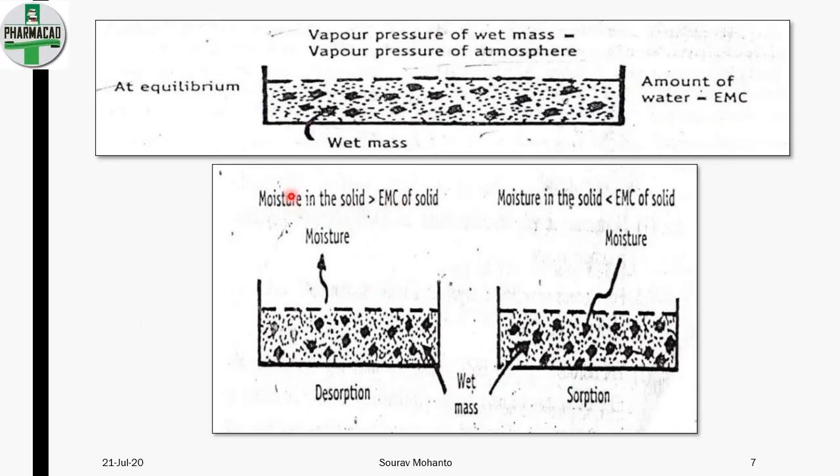For better understanding, you can follow this. When the moisture in the solid is greater than the EMC of the solid, that process is called desorption. And when the moisture in the solid is less than the EMC of a solid, that process is called sorption. At equilibrium stage, the vapor pressure of the wet mass is equal to the vapor pressure of the atmosphere. So this is a basic thing, and from this, desorption and sorption came. These two phenomena came.